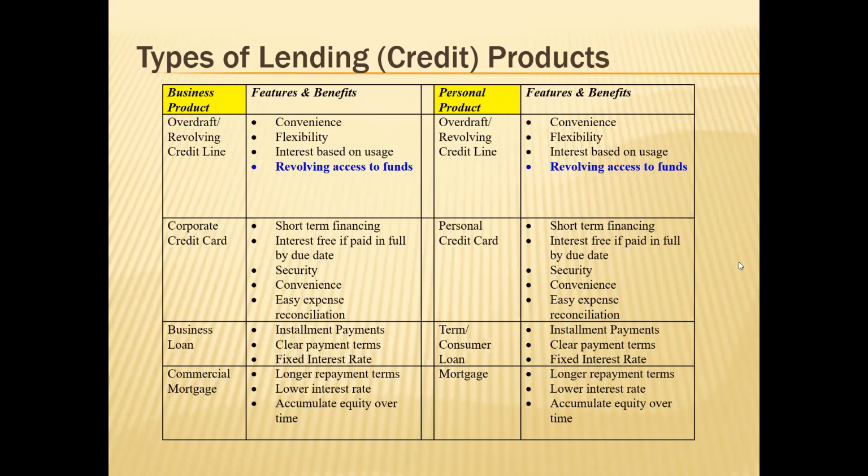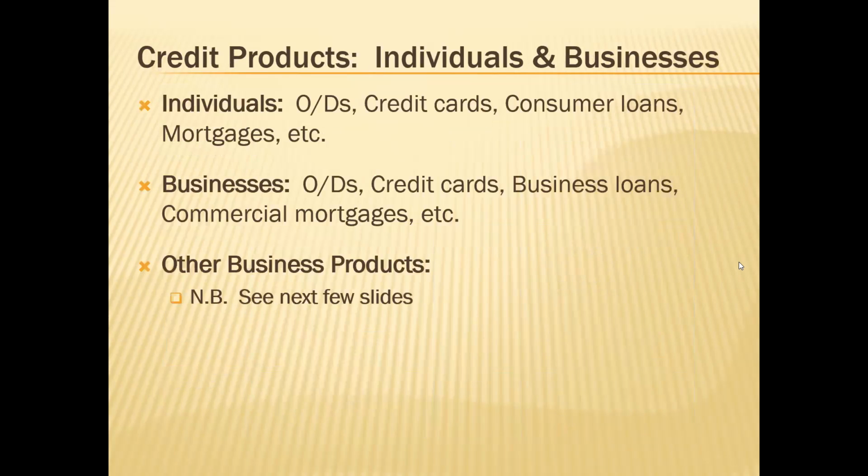Okay. So just to recap, the individuals have overdrafts, credit cards, consumer loans, mortgages, etc. Businesses also have overdrafts, credit cards, business loans, commercial mortgages, etc. Okay. Then there are other business products, which start on page 17. Okay, so let's look at some of these.